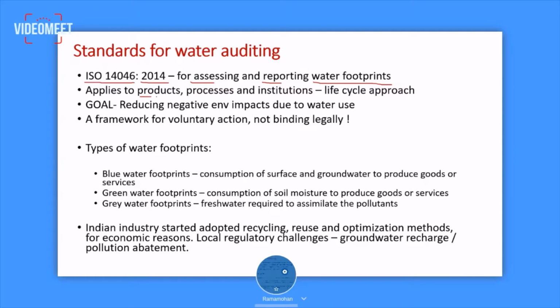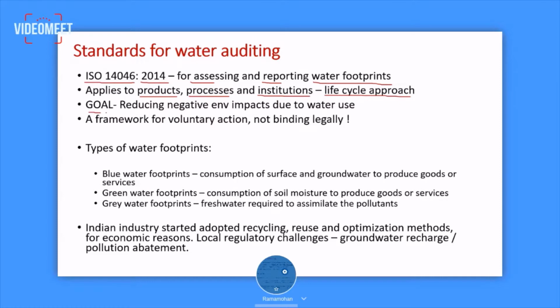So it applies to various products like a car, or some kind of processes, or say agriculture where you irrigate crops, and such kinds of processes. Institutions too: you see an institution as a whole, how much water is being used by it. They suggest that a life cycle approach has to be taken, from the beginning to the end of the life cycle of that product or process. That is the recommendation.